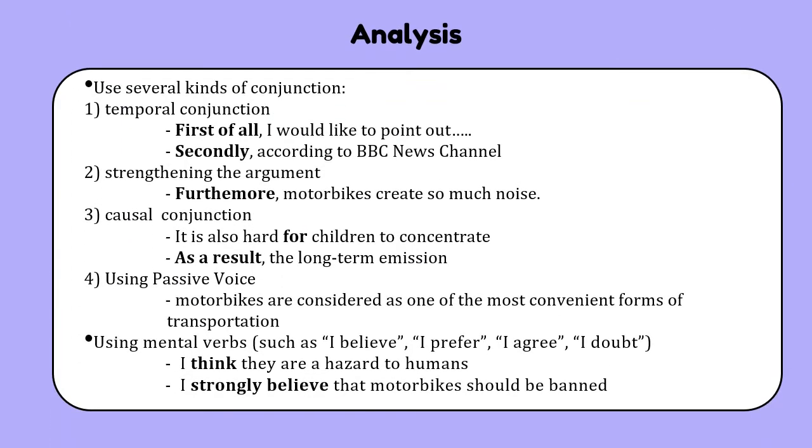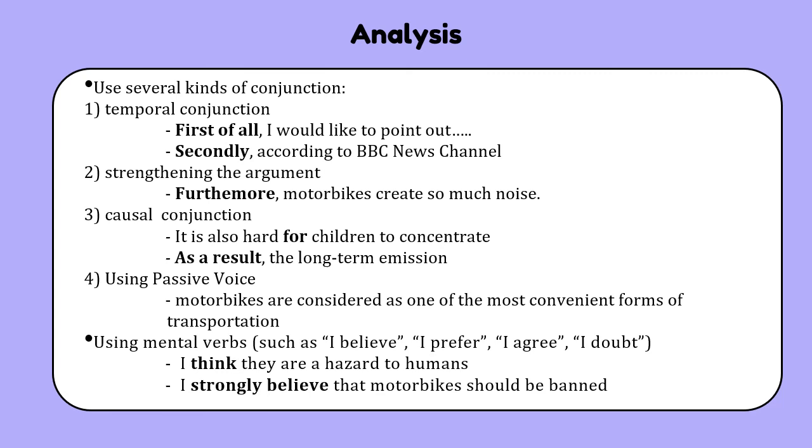These texts also use several kinds of conjunction. First conjunction is temporal conjunction. Example, first of all, I would like to point out, and secondly, according to BBC News. Second, these texts use strengthening of the argument. Example, furthermore, motorbikes create so much noise. And the text uses causal conjunction. Example, it is also hard for children to concentrate, and as a result, the long-term emission.